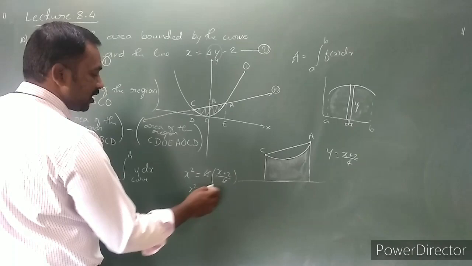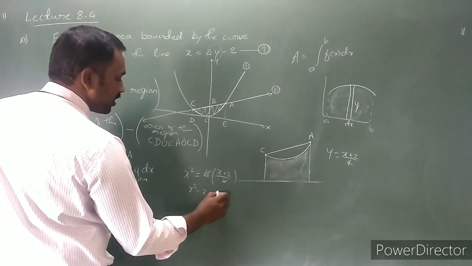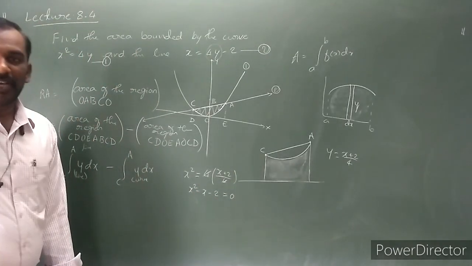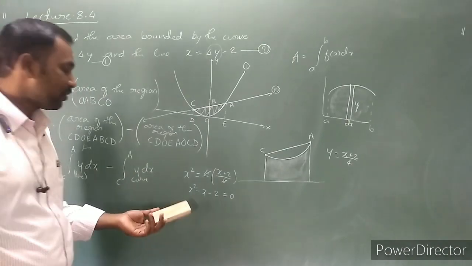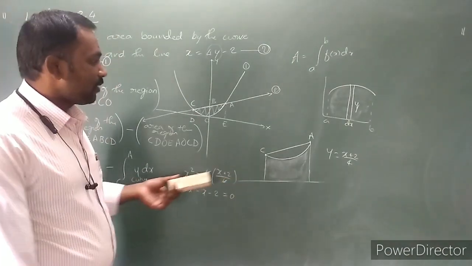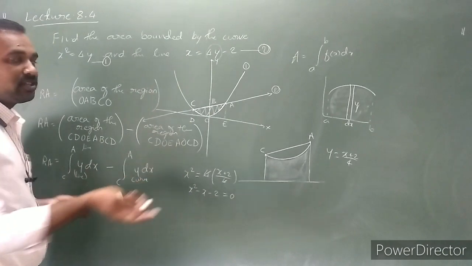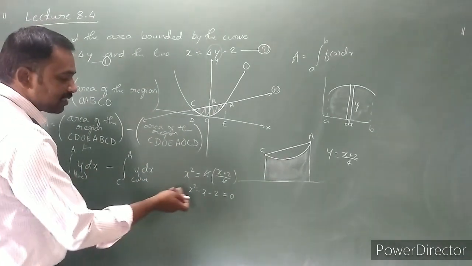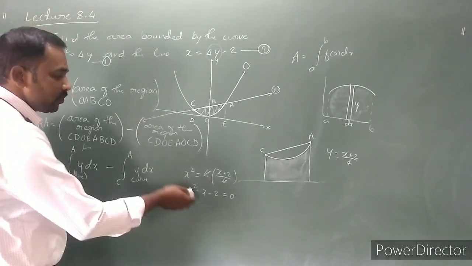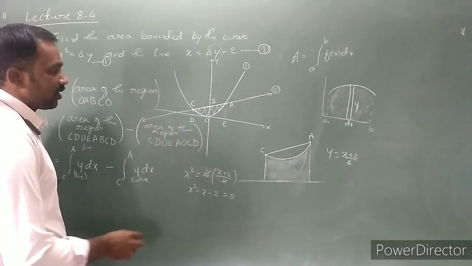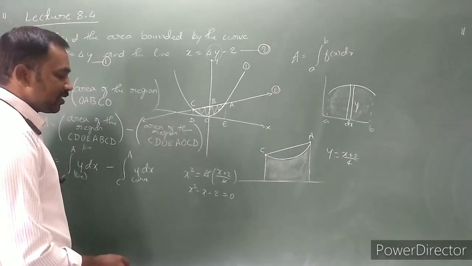x square is equal to x plus 2. Taking it to the left-hand side, x square minus x minus 2 is equal to 0. Here also we need to solve the quadratic equation. If I replace the x value, there also you need to use the quadratic equation. So, what are the factors we get? Check it. x square minus x minus 2.